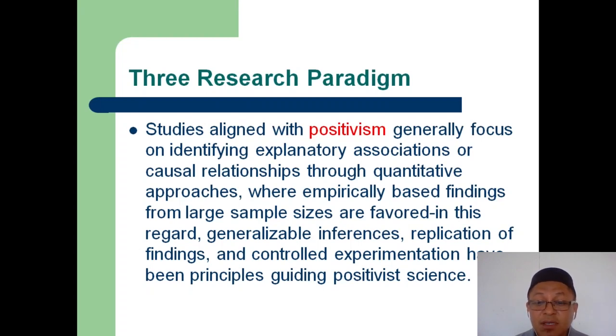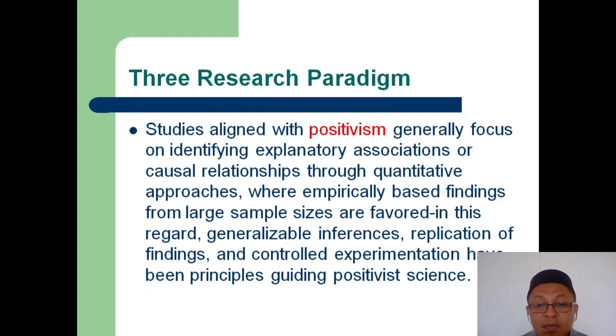Generalizable inferences, replication of findings, and controlled experimentation have been principles guiding positivist science. Normally it involves a lot of samples or subjects, unlike in the interpretivism paradigm, where the participants, the people, are normally not many.